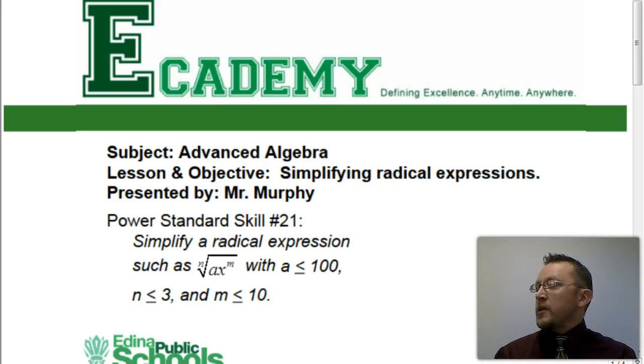Now the way this is written here, just to interpret some things for you, we're going to be looking at the nth root of some numbers underneath the radical, and it's going to include some variables, but the roots for this standard aren't going to be any bigger than the third root. So that's what the n is less than or equal to 3 means, is that we're going to be looking at roots that are less than or equal to 3.